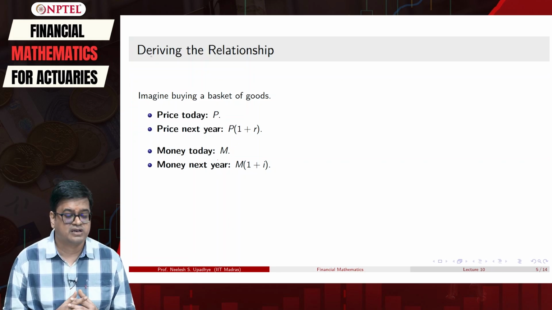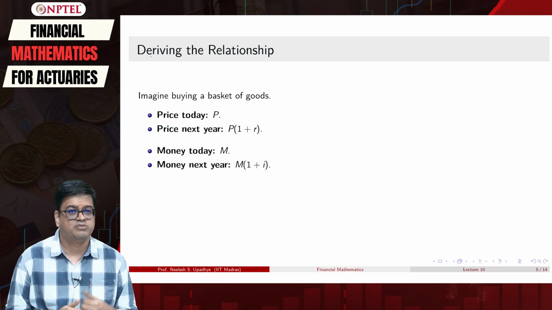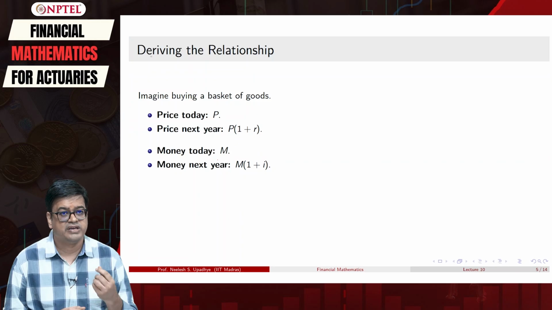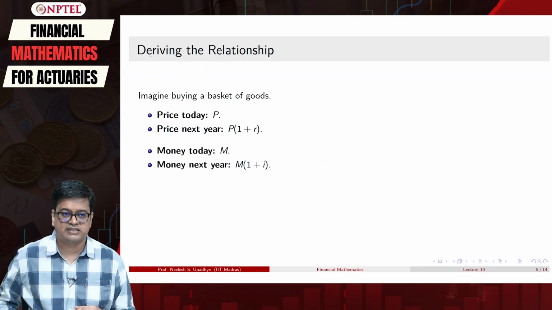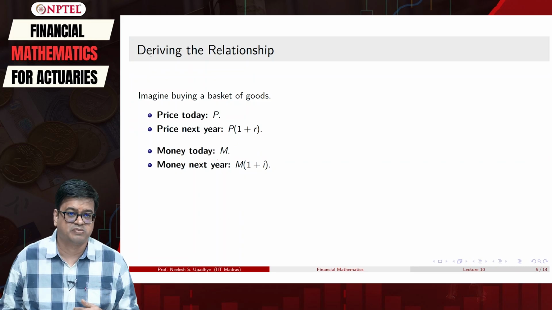So for the sake of clarity, let us put P is equal to 1 and M is equal to 1. So if price today is 1, price next year will be 1 plus R, and money today is 1, then money next year will be 1 plus I. This is our standard convention which we use for the accumulation function. So if I use that particular relation, then how much has my purchasing power grown?